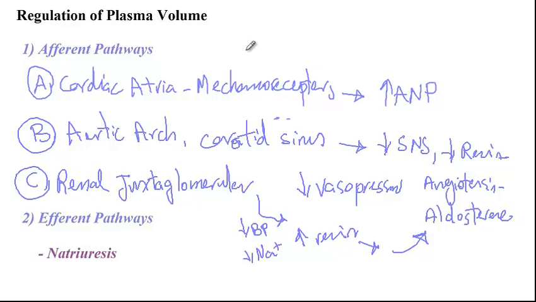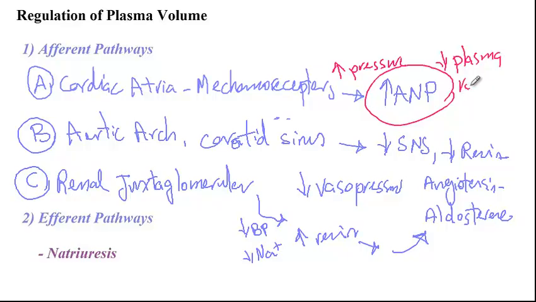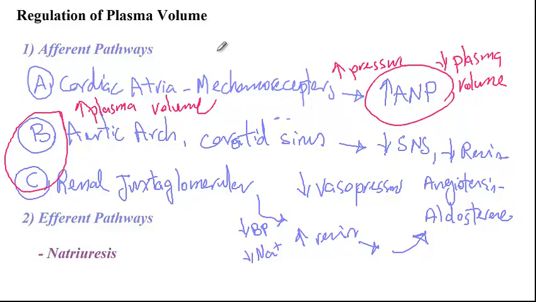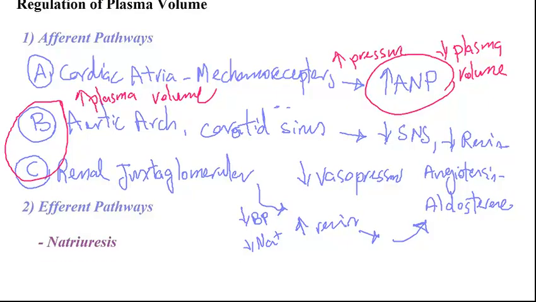All right, so here we had the first mechanism, cardiac atria, which detects high pressure in atrial wall, as a consequence of which increases the atrial natriuretic peptide in order to decrease plasma volume. While the other two mechanisms that are discussed, they would activate the renin-angiotensin-aldosterone system in order to increase the plasma volume. All right, we are done with the afferent pathways. Now let's move on to the efferent pathways.